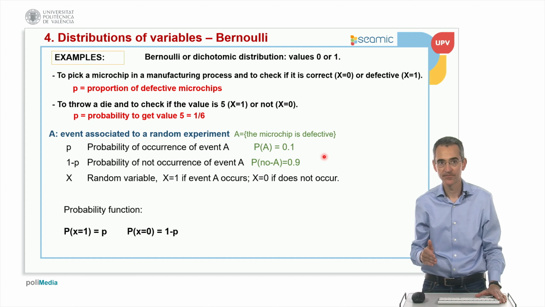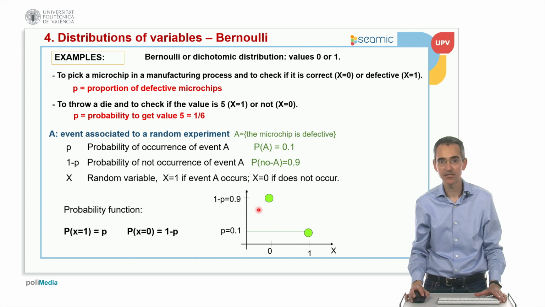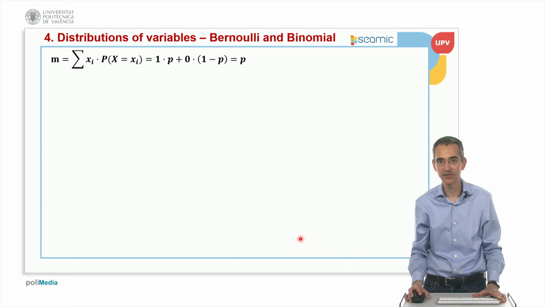Then we define a random variable x being 1 when the event occurs, or 0 when the event does not occur. This is the Bernoulli distribution, where the probability function is the following. The probability of getting a value 1 is p, and the probability of getting a value 0 is the complementary, 1 minus p. So this is our representation: when x is 0, we get 1 minus p, and when x is 1, we get the value p.